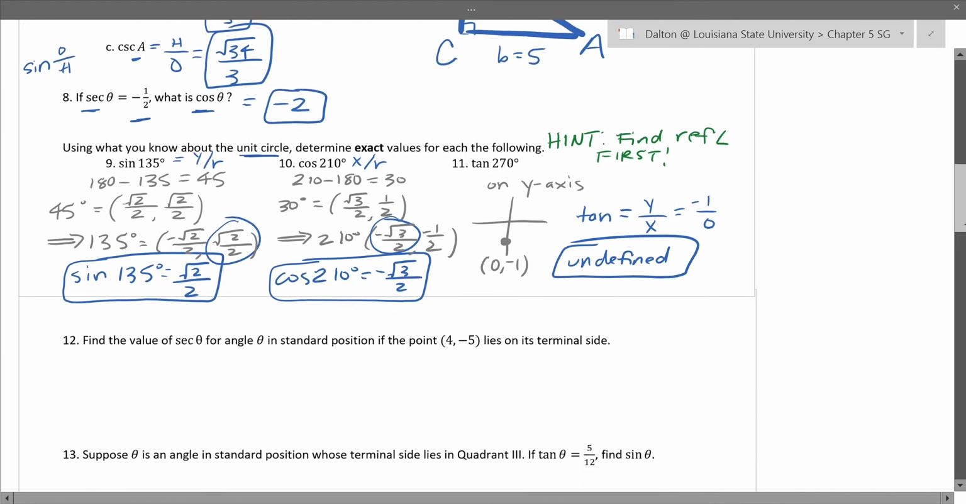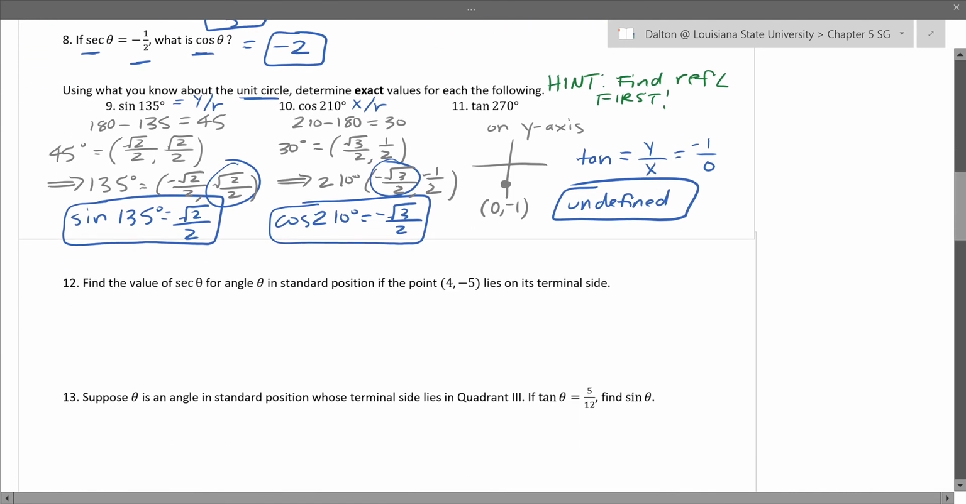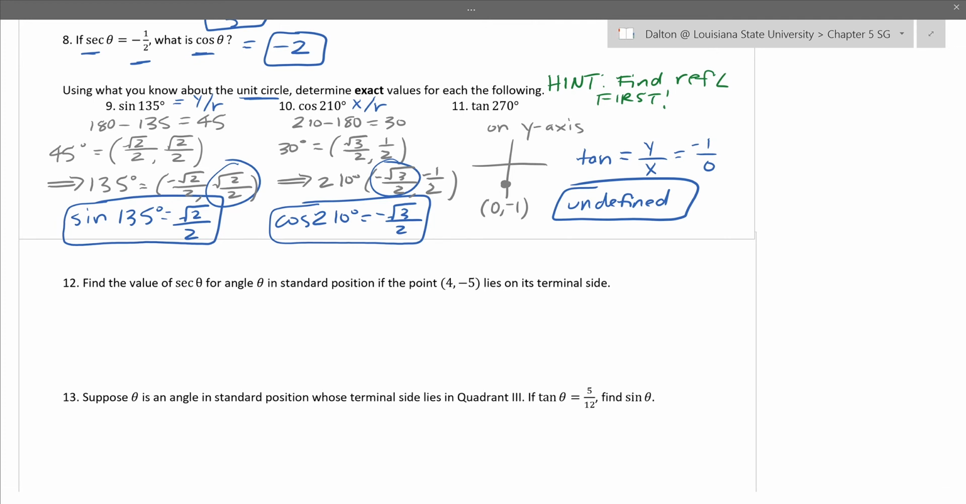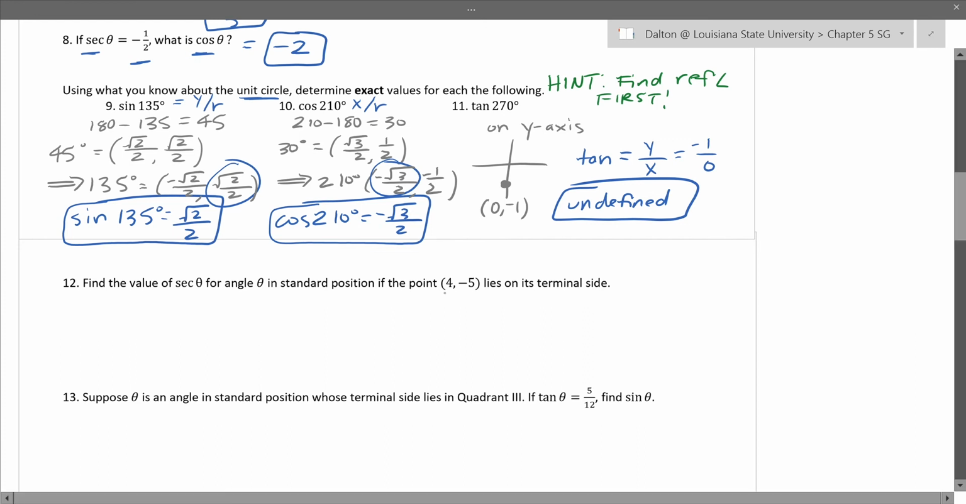Moving right along, number 12, find the value of secant of theta for an angle theta in standard position if the point 4, negative 5 lies on its terminal side. So let's first sketch this out. 4, negative 5 is going to be in the fourth quadrant. So if I sketch up my x and y axis, I'm going to go out to the right 4, and then down 5, that'll be negative 5. And then, of course, everything is going to be a right triangle in this scenario. So let's call that angle theta.